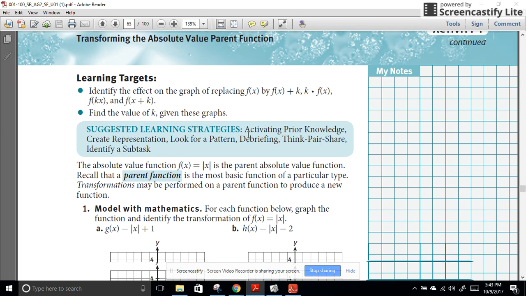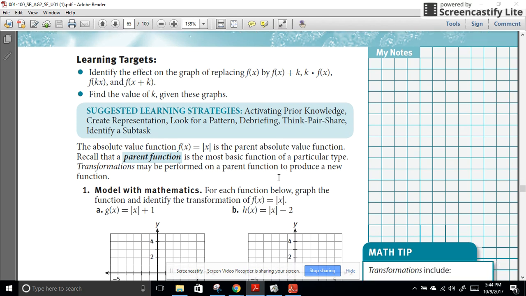Part of what we're going to learn does require activating prior knowledge, like it says right there, because you did do some of these transformations in Algebra 1. So we're going to have to remember and review some things that you were supposed to learn in Algebra 1, okay? So here's the first thing.